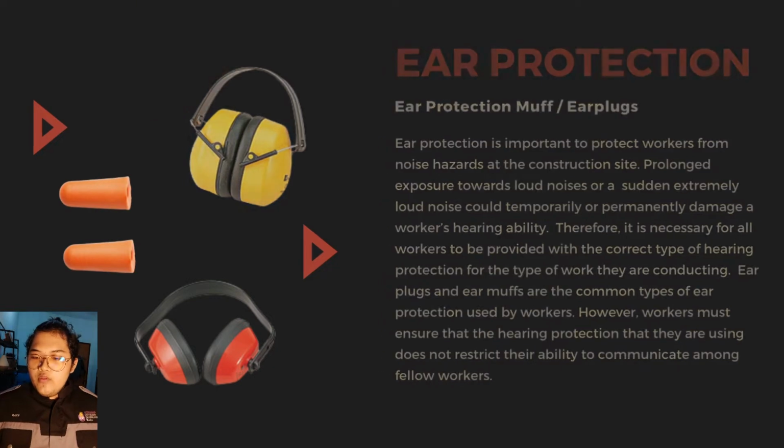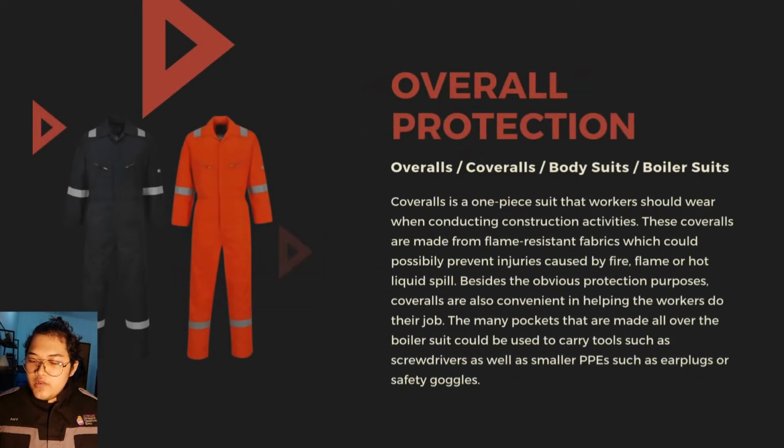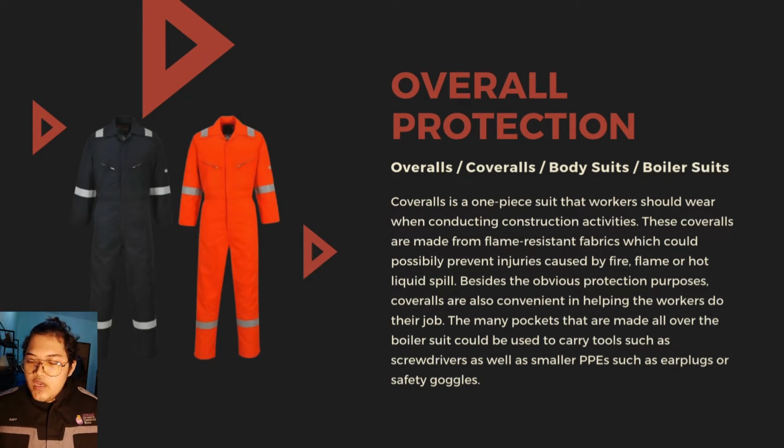For overall protection, we will look at overalls, coveralls, bodysuits, or boiler suits, which are technically the same thing under different names. Coveralls is a one-piece suit that workers should wear when conducting construction activities. These coveralls are made from flame-resistant fabrics which could possibly prevent injuries caused by fire, flame, or hot liquid spill. Besides the obvious protection purposes, coveralls are also convenient in helping the workers do their job. The many pockets that are made all over the boiler suit could also be used to carry tools such as screwdrivers as well as smaller PPEs such as earplugs or safety goggles.